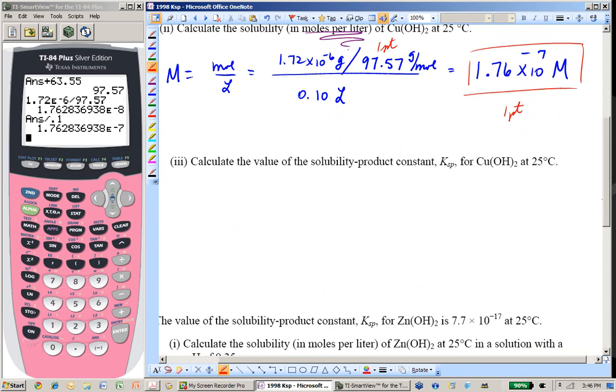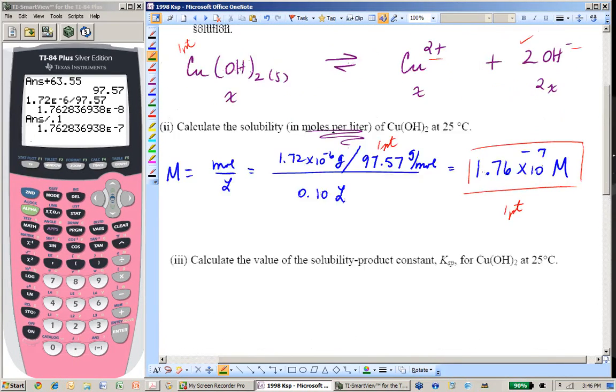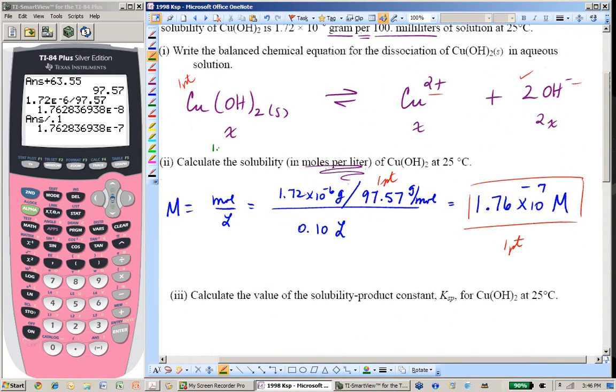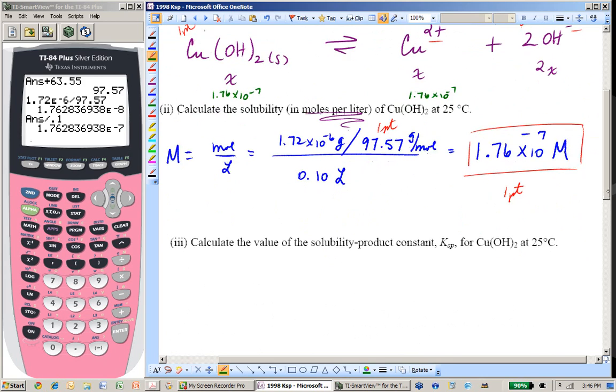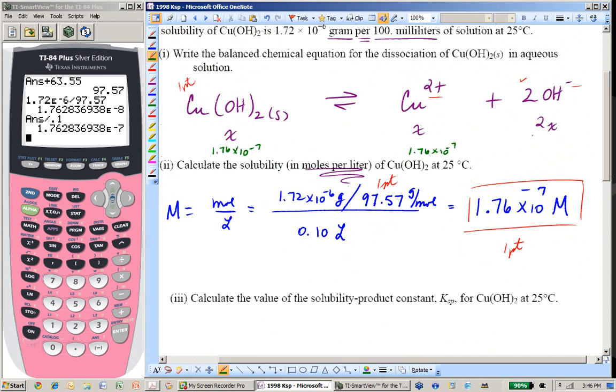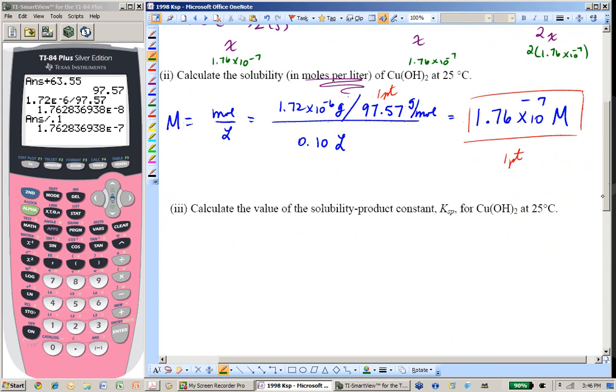Next, let the problem lead you. They want us to use some of the things that we have figured out, because we now know what x is, right? Because now we know that x, the real x, is 1.76 times 10 to the minus 7. And they want us to calculate the value of the solubility product, so won't that be 2 times 1.76 times 10 to the minus 7 for that amount? So it's always wise, even though they haven't asked you to do it, to write the expression.